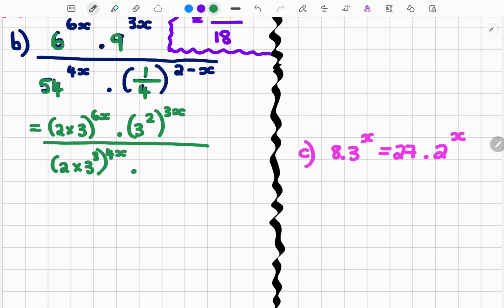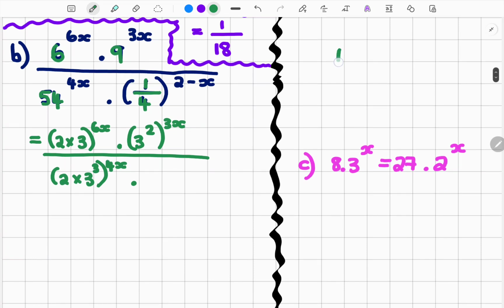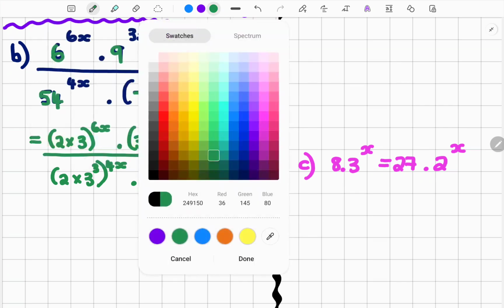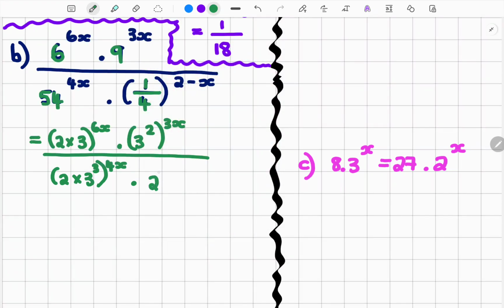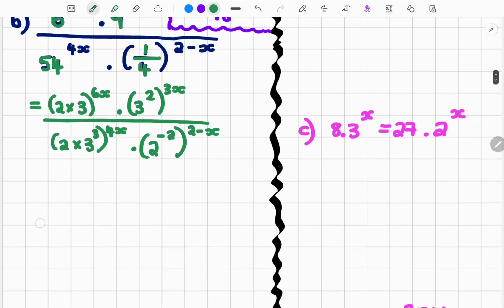And now, what is a quarter? So remember, a quarter is 1 over 2 to the power 2. So when I bring it up and I want to make it a base number, then it's going to be 2 to the power of negative 2. So that quarter is going to change into 2 to the power of negative 2. Okay, so 2 to the power negative 2, all raised to the power 2 minus x. Then we're going to go through with the exponents.